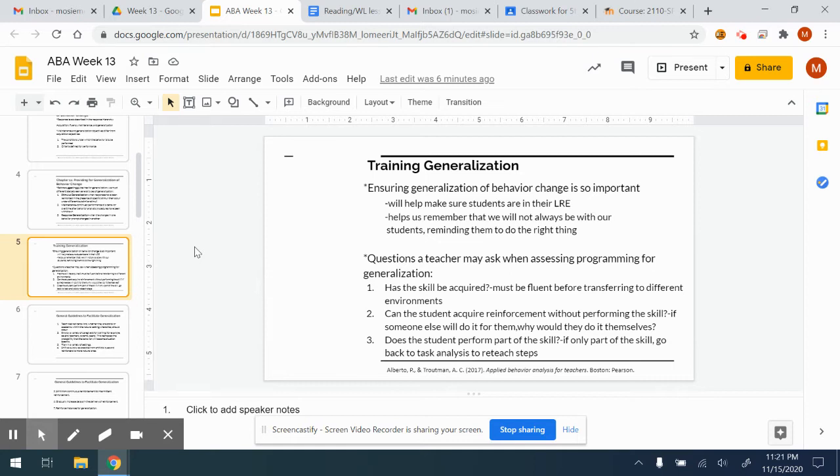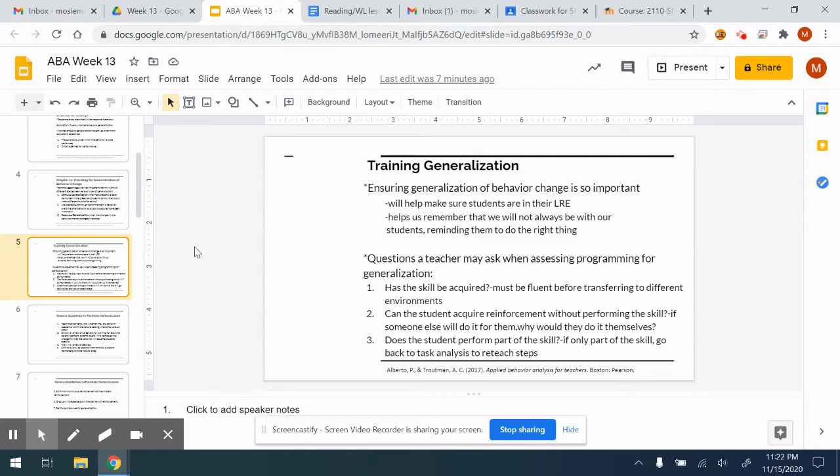Can the student acquire reinforcement without performing the skill? If someone else will perform the skill for them, then why would they do it themselves? So those are things we have to think about. If their only means of getting reinforcement is to do the skill themselves, then they're ready for that next step. If not, then they aren't.